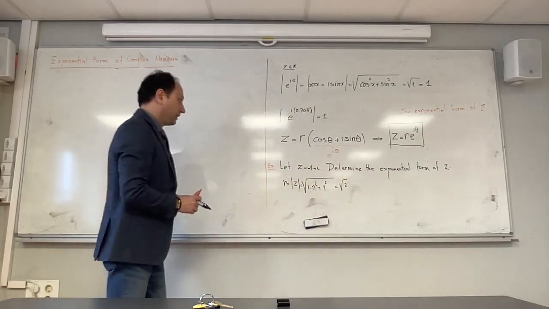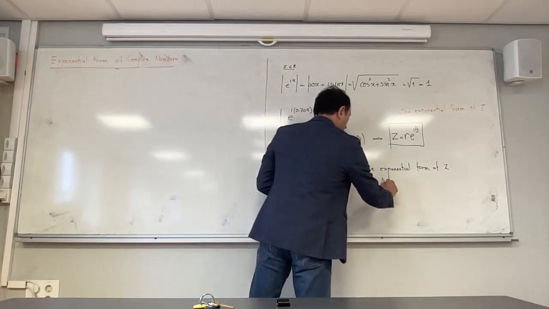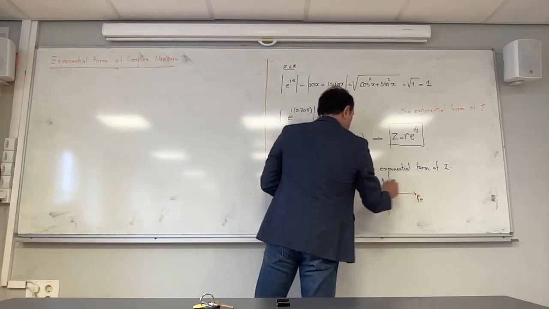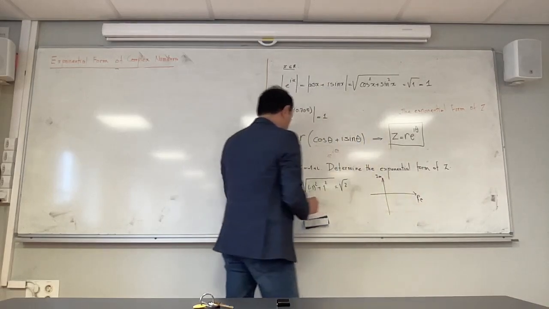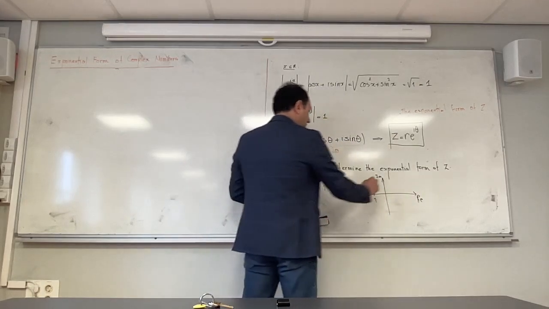Square root of 2. But I need to determine theta. But to determine theta, I told you it's better to sketch something for yourself. So this is the real axis and this is the imaginary axis. So the real part of my complex number is minus 1. So let us say it's minus 1.